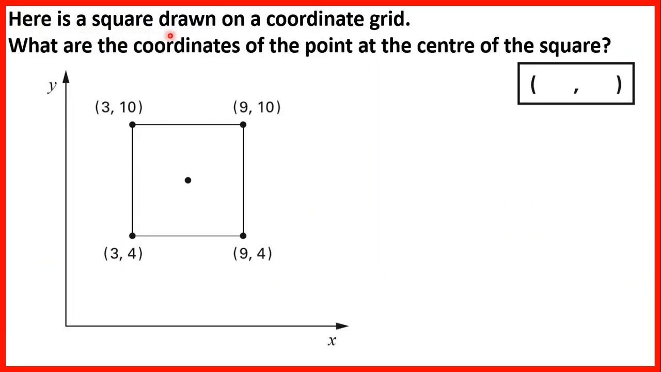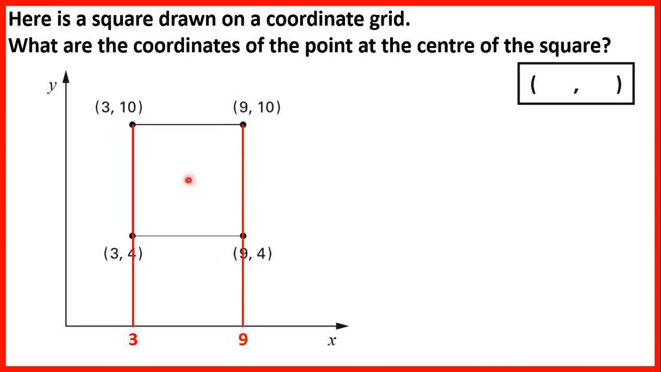Here is a square drawn on a coordinate grid. What are the coordinates of the point at the centre of the square? So remember, with coordinates, the first number is the x coordinate. So what we can do is write the information that we have on our axes. If we go down from here, we can see that the x-coordinate is 3, and if we go down from this point, we can see that the x-coordinate here must be 9.